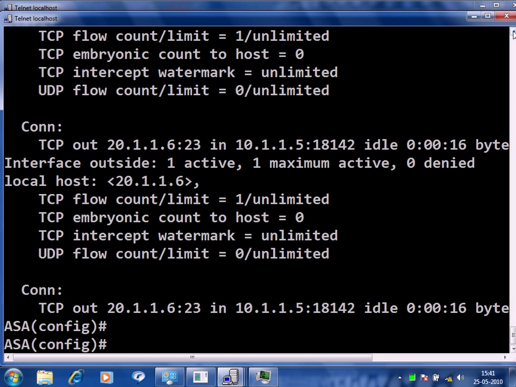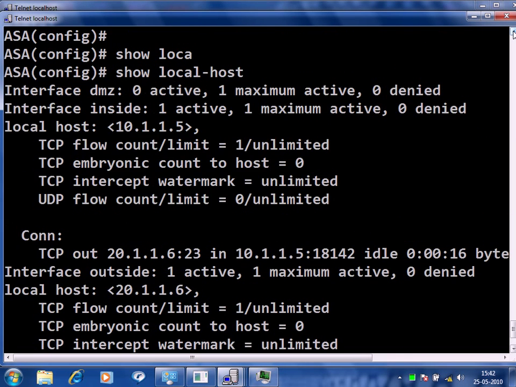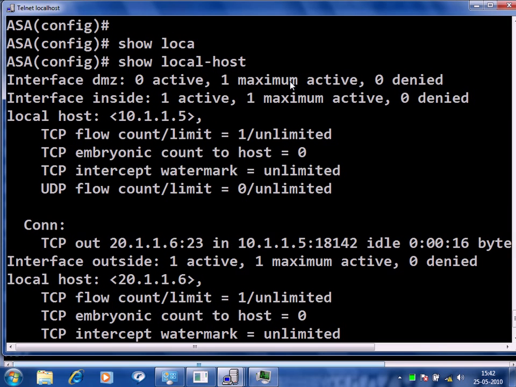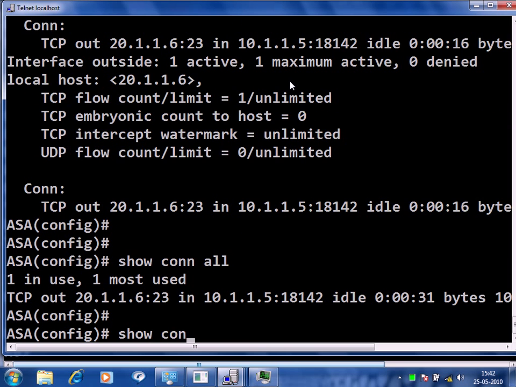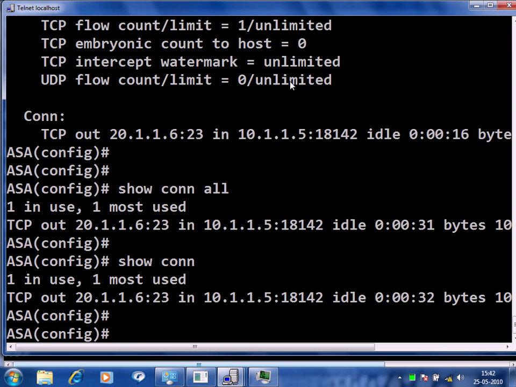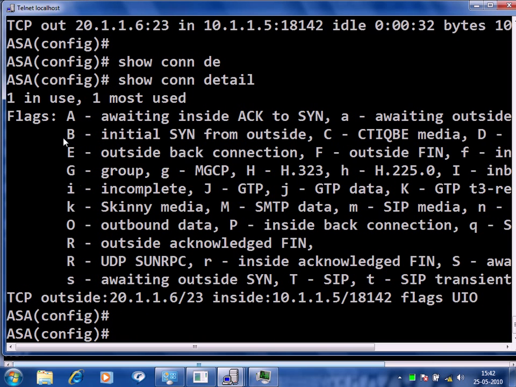How many embryonic connections? What is the meaning of embryonic connection? Don't get confused or worried about that big word. It's nothing but a half-open TCP connection. It will show you the embryonic connections and all. But if you are looking for just the number of connections open through the ASA, you can execute the command show conn all, which shows everything, or in detail if you want. By looking at the flags, you'll come to know which is which.